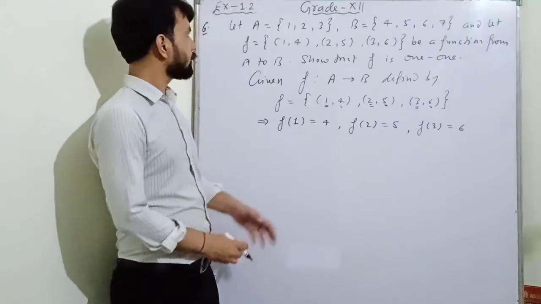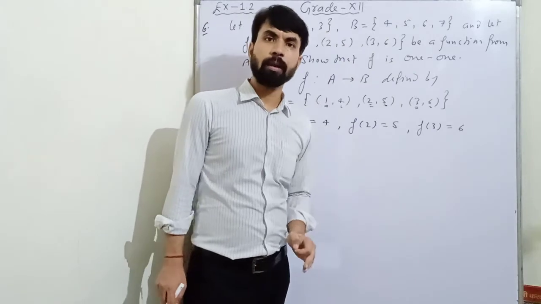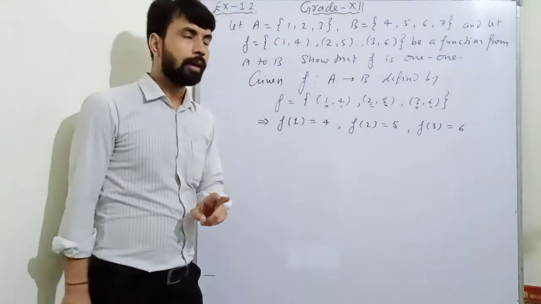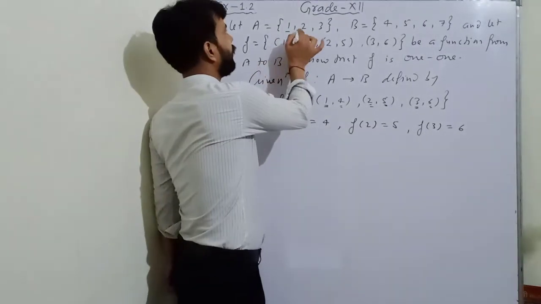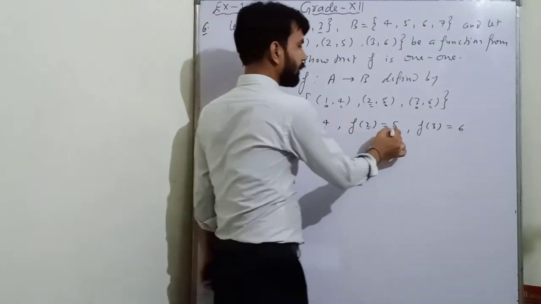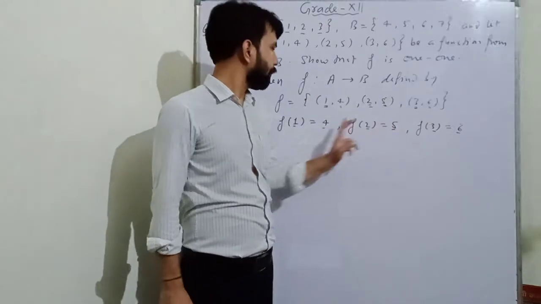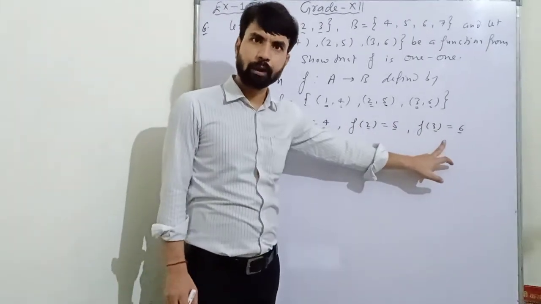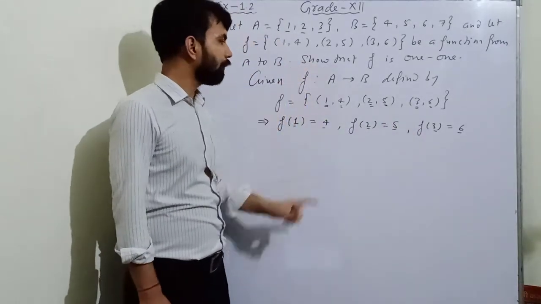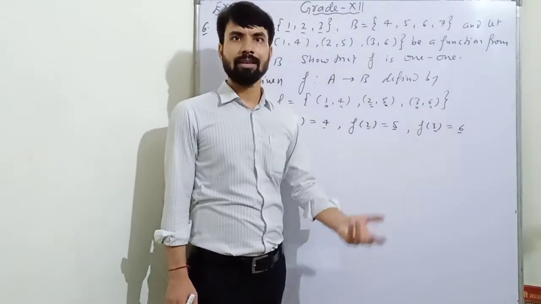Clear? So see, the definition of 1-1 is every element of the domain has a unique image in the codomain. So every element of A. So what are the elements of A? 1, 2 and 3. Only 3 elements. So see, the image of 1 is 4, the image of 2 is 5, the image of 3 is 6. So there is no element whose image is coming the same. Clear? So here all distinct elements of set A have distinct images in its codomain. Clear? So this function is 1-1.